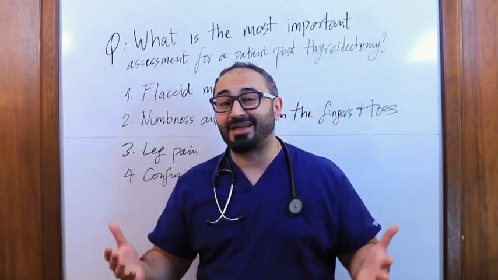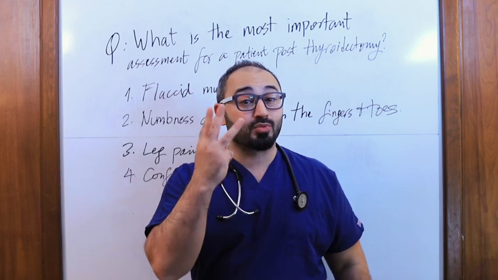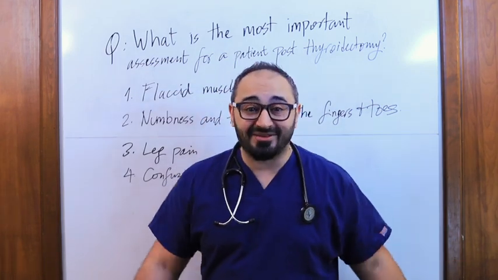The most common form of hyperthyroidism is Graves' disease. So what's the treatment for hyperthyroidism? Alright, there are 3 treatments. The first one is radioactive iodine.